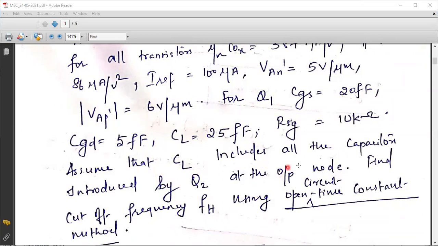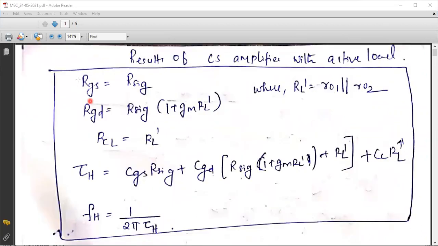Assume that CL includes all the capacitors introduced by Q2 at the output node. Find the cutoff frequency FH using the open circuit time constant method. So all the parameters are given to you. You need to find the cutoff frequency FH by using the open circuit time constant method. For that, we have to remember the formulas for RGS, RGD, and RCL, compute tau H, and further find the cutoff frequency.